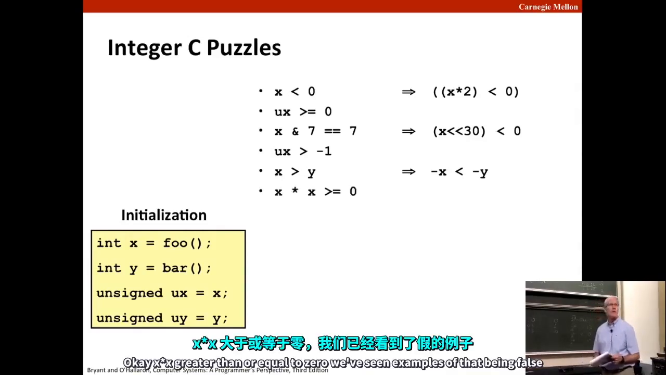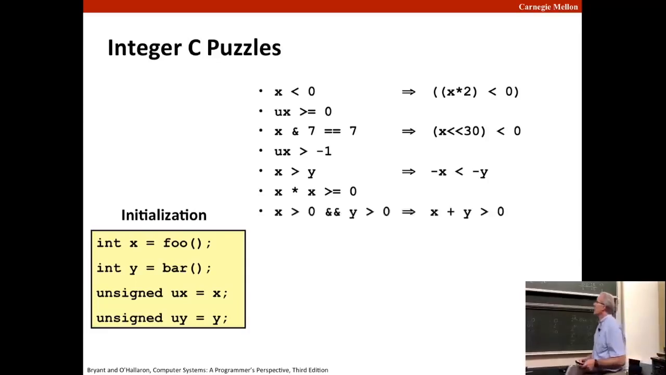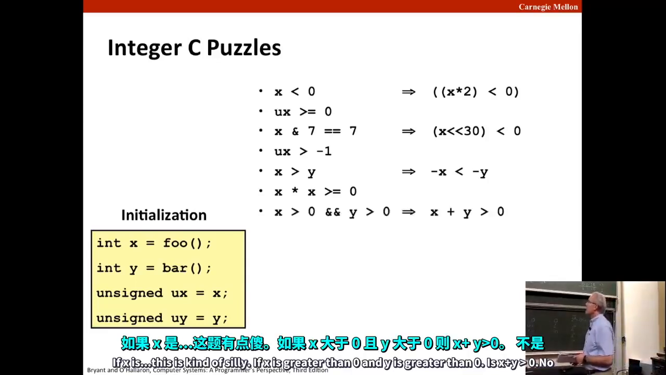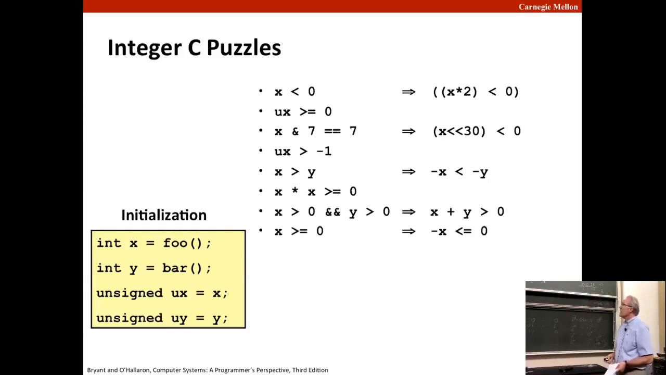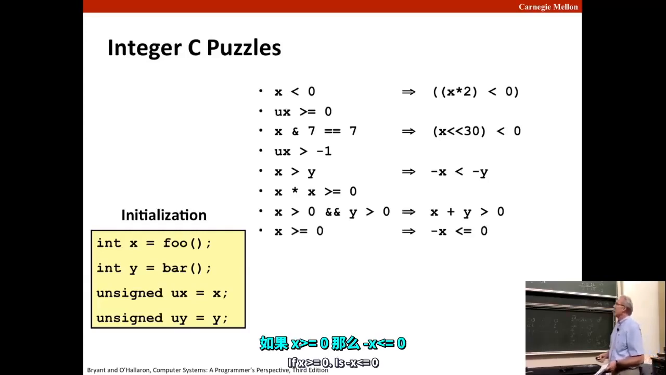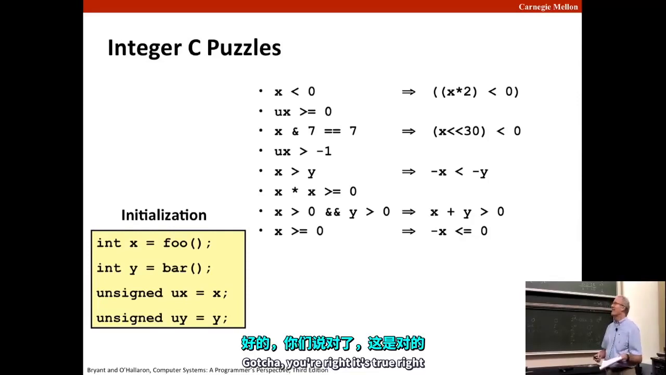Okay, x times x greater than or equal to 0. We've seen examples of that being false. If x is, this is kind of silly. If x is greater than 0 and y is greater than 0, is x plus y greater than 0? No. If x is greater than or equal to 0, is minus x less than or equal to 0? Gotcha. You're right. It's true, right?